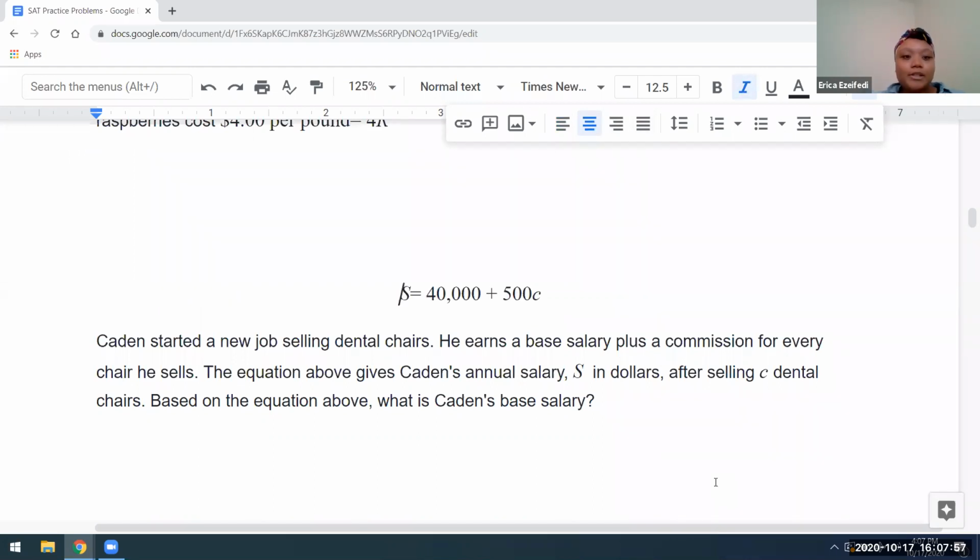All right, Caden started a new job selling dental chairs. He earns a base salary plus a commission for every chair he sells. The equation above gives Caden's annual salary, S in dollars, after selling C dental chairs. Based on the equation above, what is Caden's base salary? I'll give you guys a second to try to work that out.